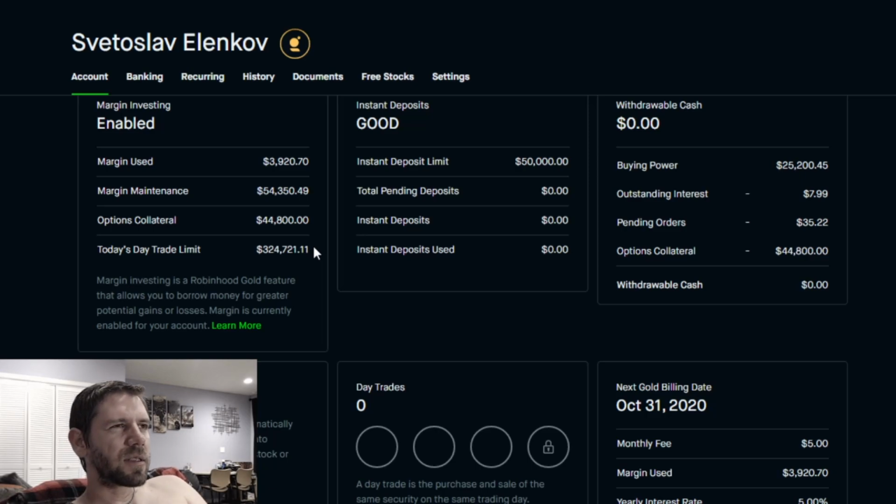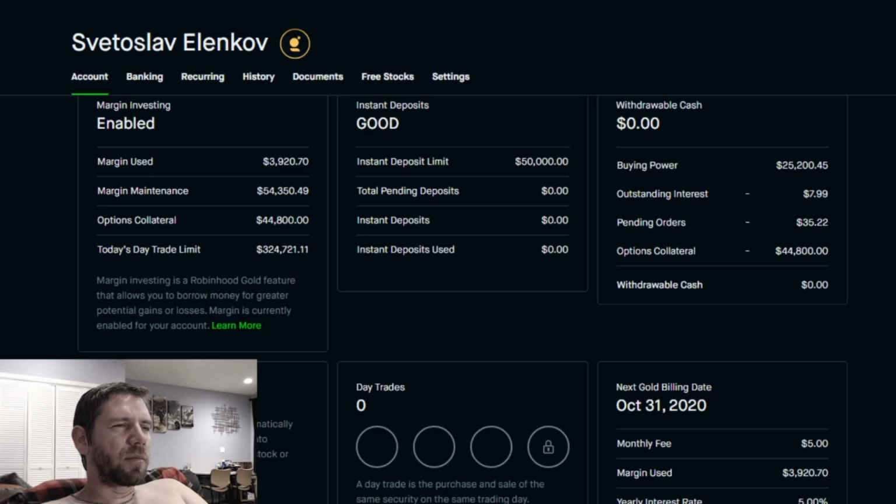Okay, so let's say I have $44,000 of collateral here. If things don't go my way by the expiration date of the contract, I'm going to lose this cash, but I will get in return whatever I've agreed to get, probably some stock. All right. Day trade limit just means what worth of trades I can execute today, which is $324,000.